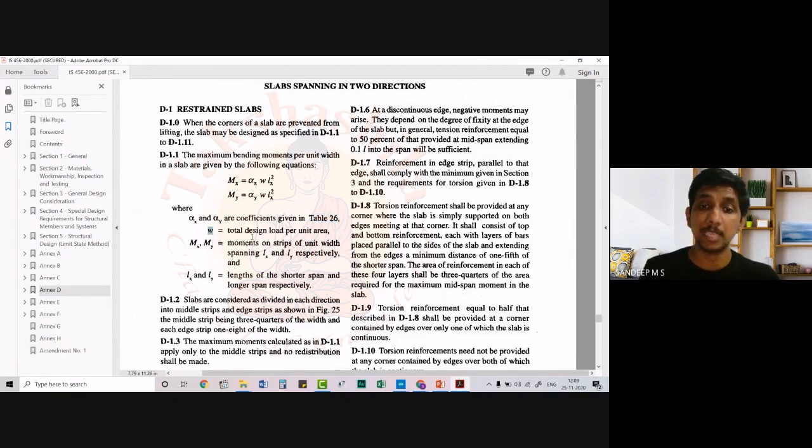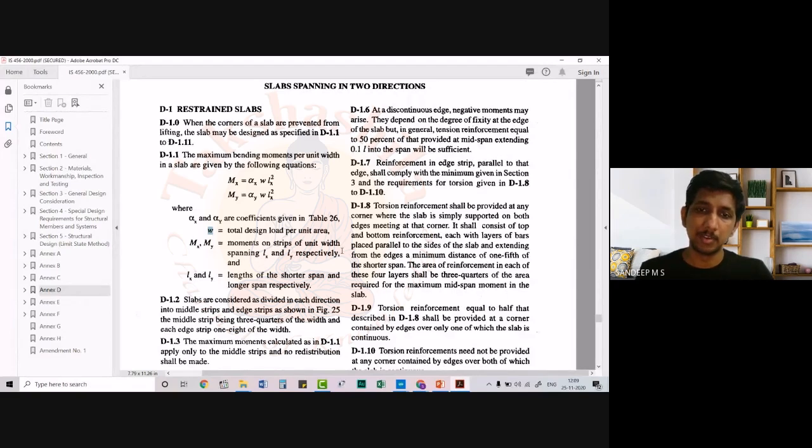Then we have W, the total design load. That means it should be your factored load based on the dead load. Then you will be having live loads, then floor finishes, and sometimes other sorts of finishings. All that load should be added up and factored, and that should be considered as your total design load. Once that is done, then what are Mx and My?